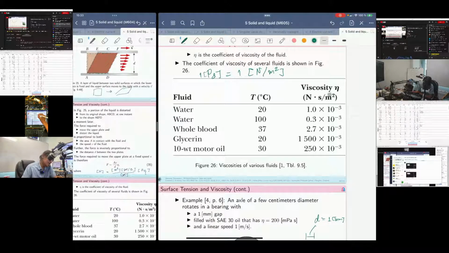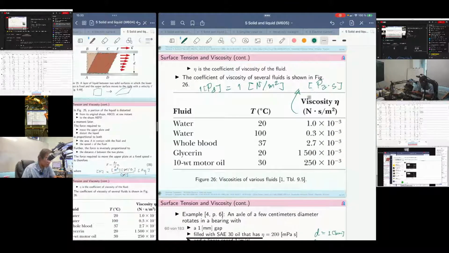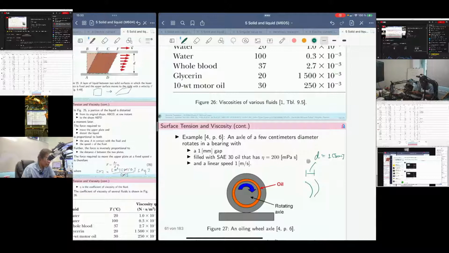So in this case, the viscosity unit could also be written as Pascal times second. But what they have provided here is millipascal second, right? Millipascal second is 1 by 1,000 of a Pascal second.